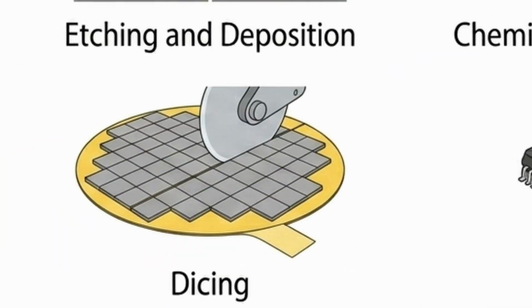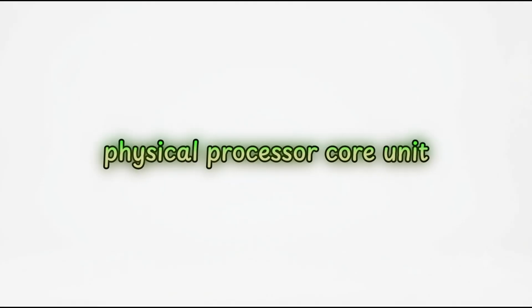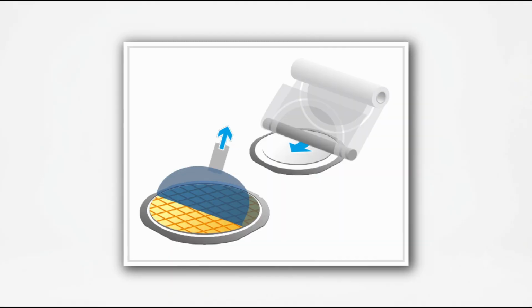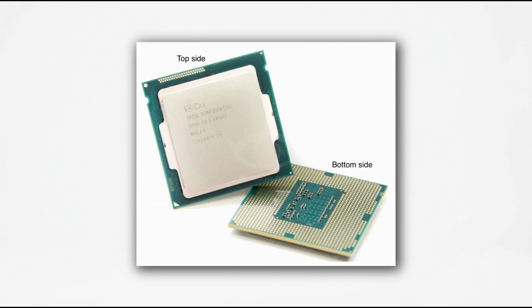Dicing. After testing, the wafer is cut apart in a process called dicing, separating it into hundreds of individual chips known as dies. Each die represents a single physical processor core unit, ready to be handled independently for the first time. This cutting must be extremely precise, since even a slight fracture can damage the delicate circuitry inside.